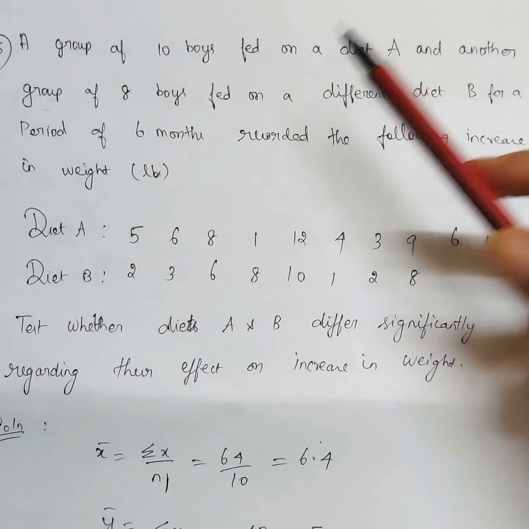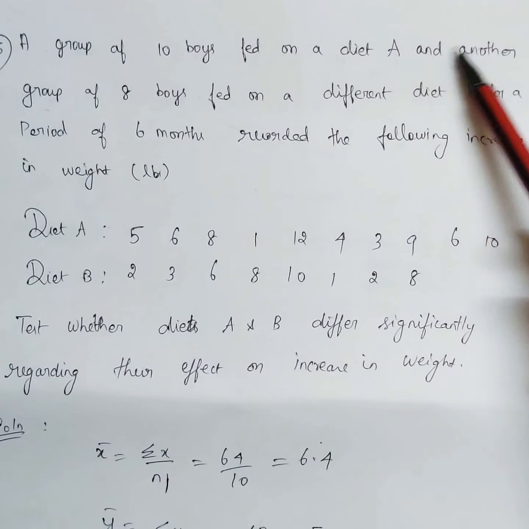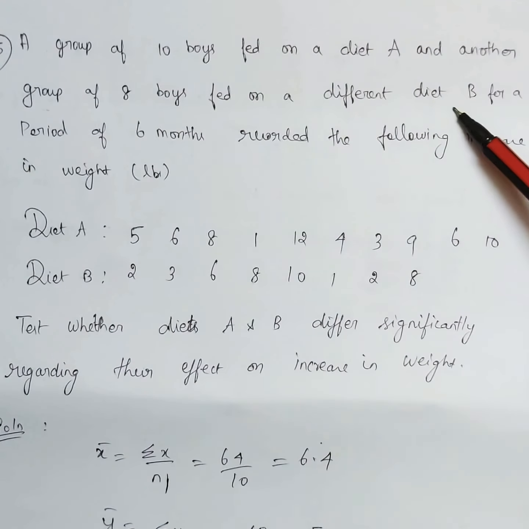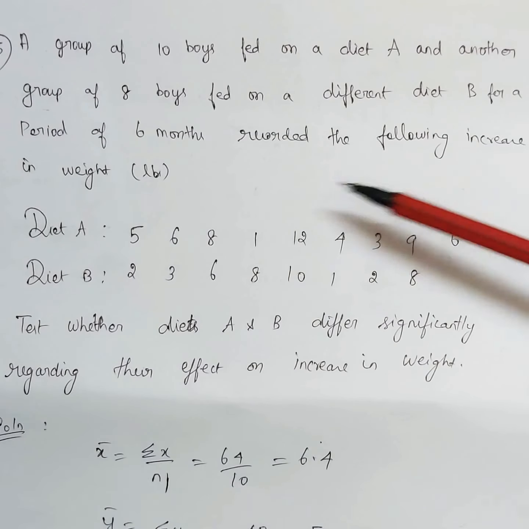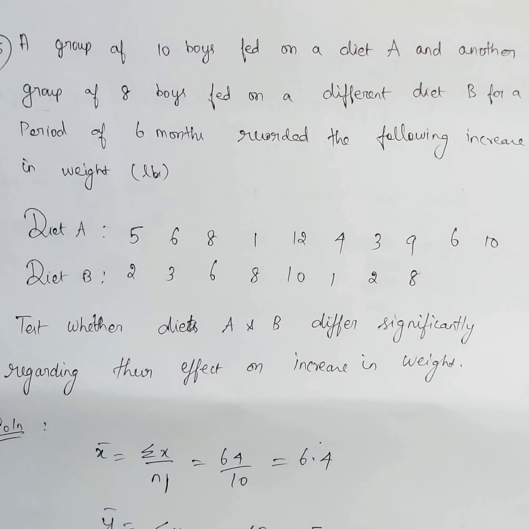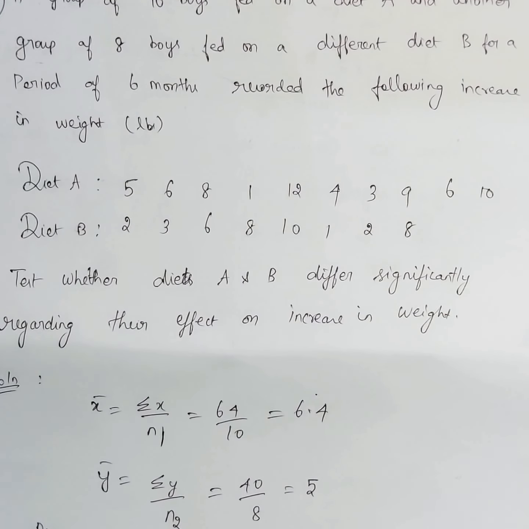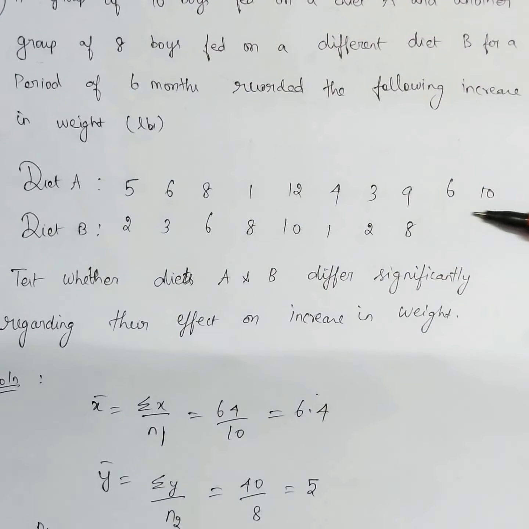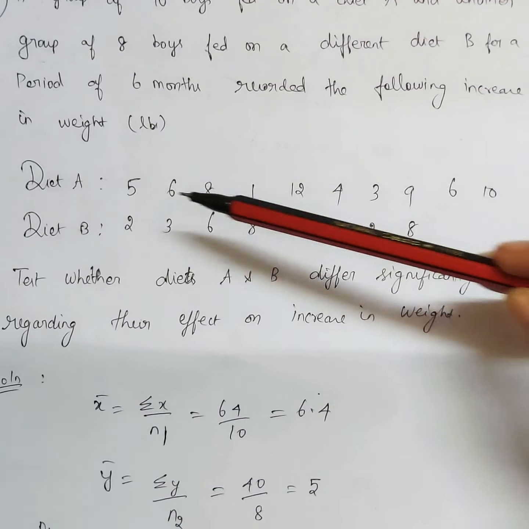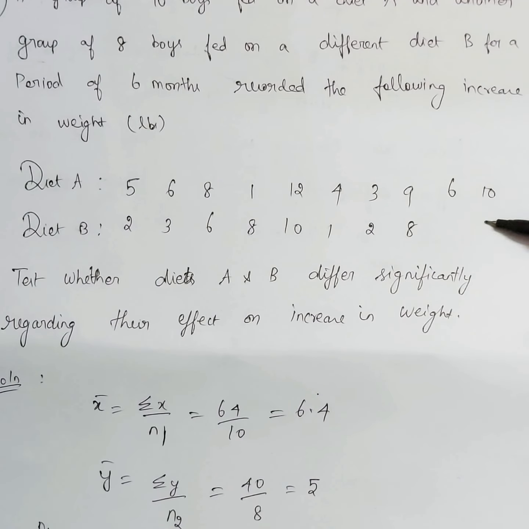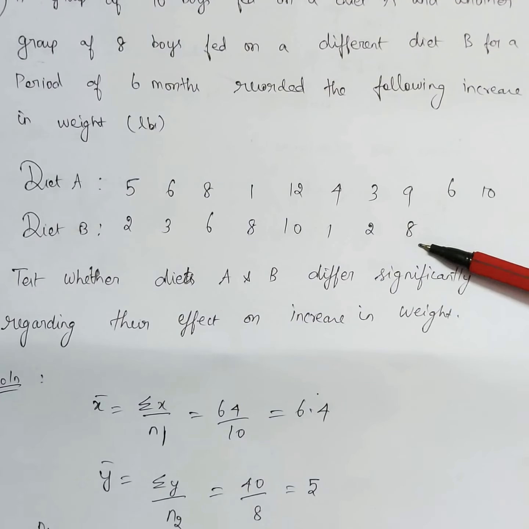A group of 10 boys fed on a diet A and another group of 8 boys fed on a different diet B for a period of 6 months recorded the following increase in weight. Okay, poor boys. Now we'll see. This is diet A. Here if you notice, this is for 10 boys they have given and this is for 8 boys. No harm. As I told you earlier, need not be same. This is the weight of the 10 boys who are taking diet A. This is the weight of 8 boys who are taking diet B.